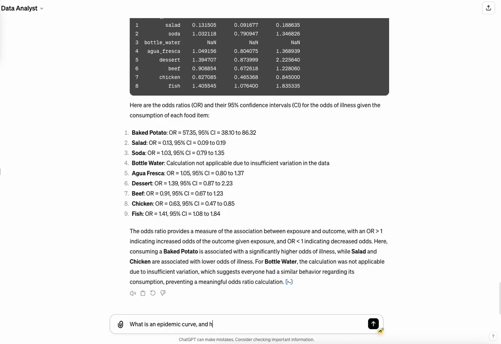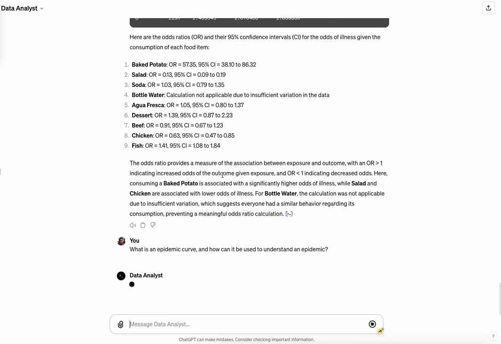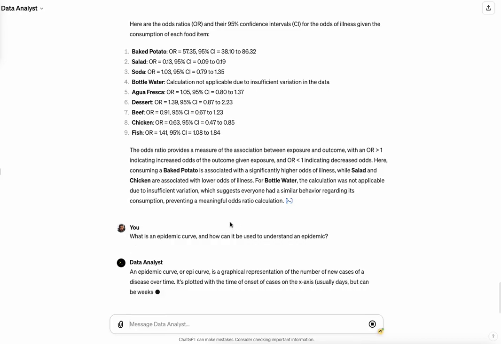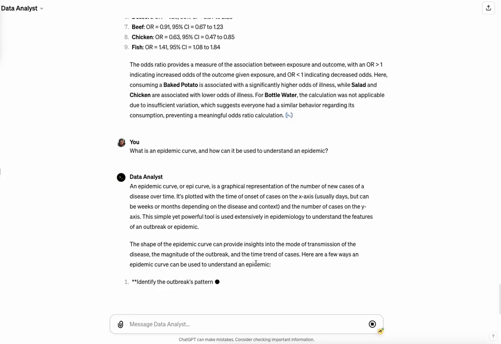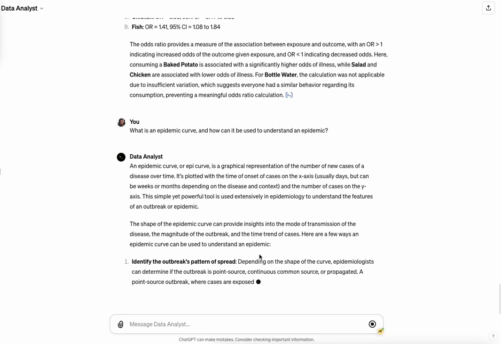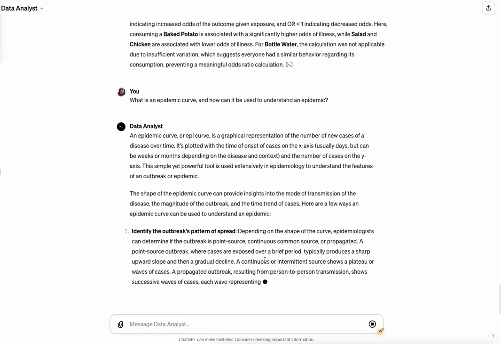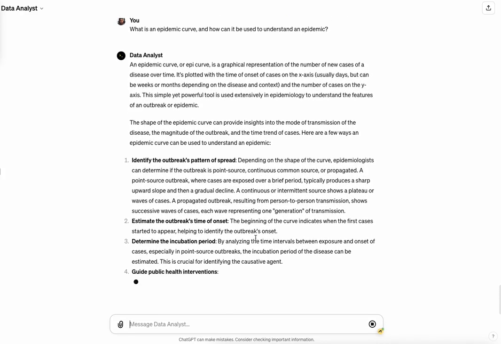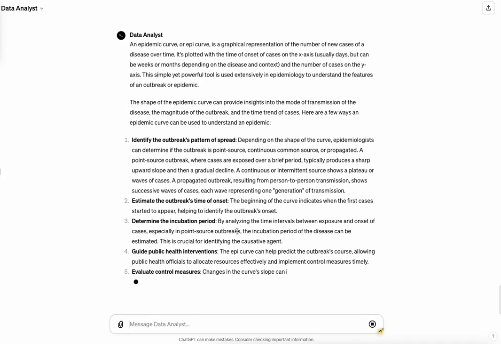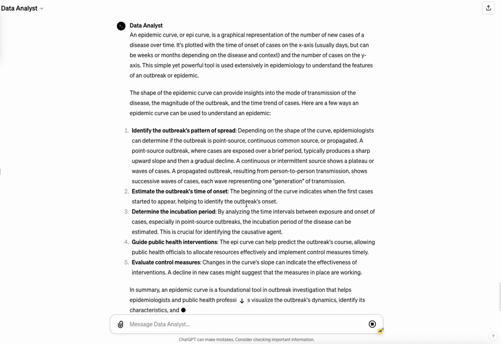and how can it be used to understand an epidemic? Let's see if we can draw that from somewhere. Good. The shape is what you can tell if it's point source or propagated or continuous. You can determine the incubation period as well, when the outbreak started.